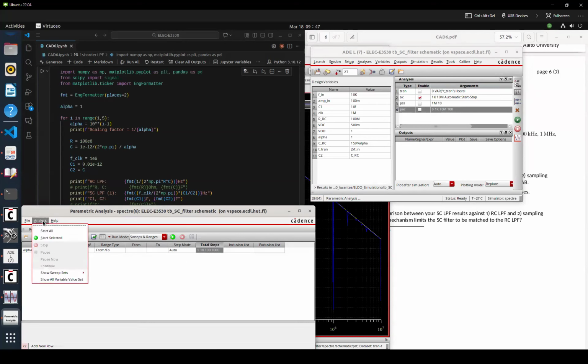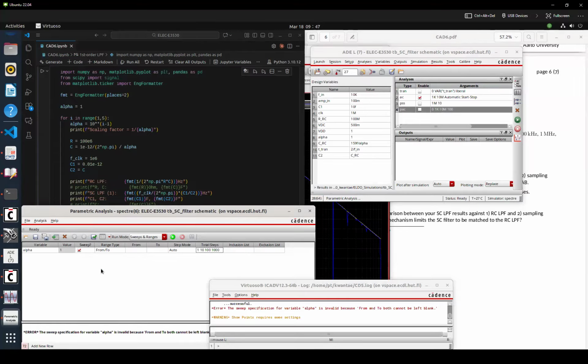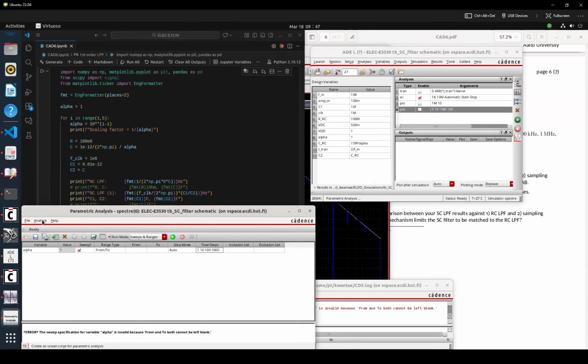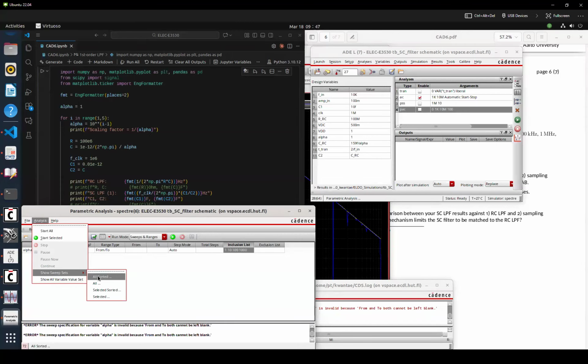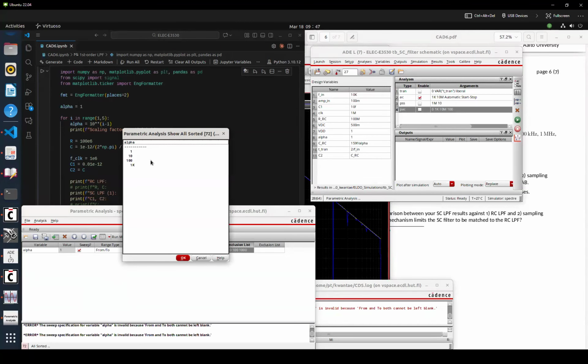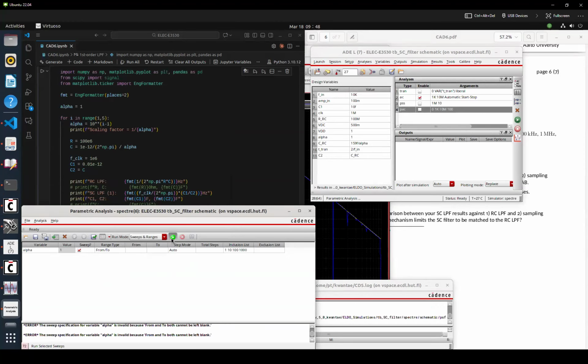And to check these values, let me see. Oh, what is wrong? Normally, oh no, sorry, not this one. It should be 1, 10, 100, 1000. And you can go analysis, show or sorted. And you can see the list of parametric sweep you will run. So 1, 10, 100, 1K. Let's run the AC simulation first.